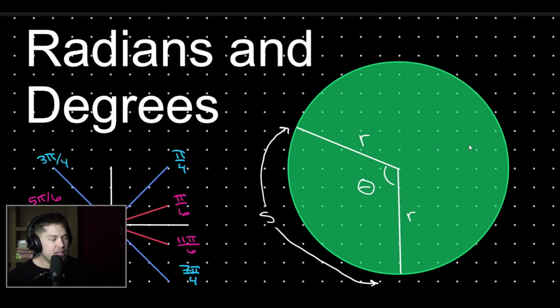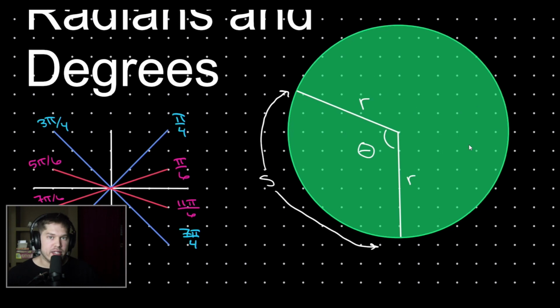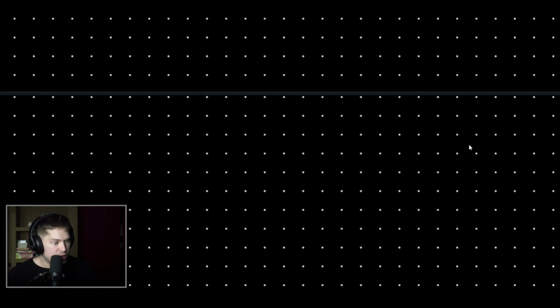In today's little mini lesson, we are going to be learning how to go back and forth between radians and degrees. So let's go to a clean page and begin.